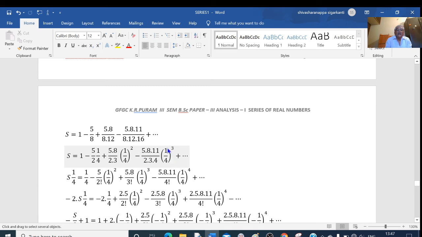And I need 1 by 4 here. Therefore, I have to multiply by 1 by 4 also. First, I will multiply by 1 by 4. This becomes 1 by 4 minus 5 by 2 factorial into 1 by 4 square plus 5 into 8 by 2 into 3, that is 3 factorial, into 1 by 4 cube minus 5 into 8 into 11 divided by 4 factorial into 1 by 4 to the power 4. So, this is okay. Power and factorials are same.